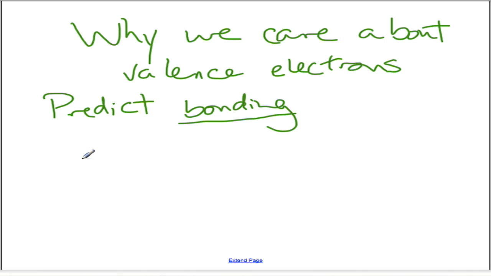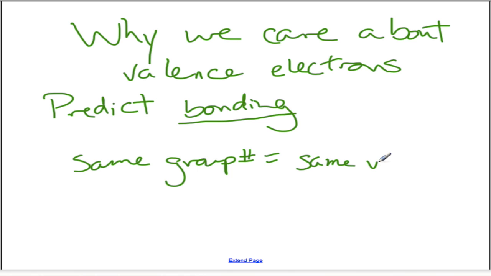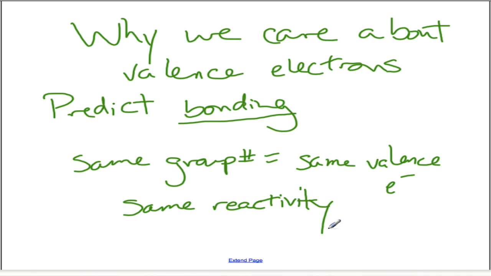Just remember, guys, that if an element has the same group number, it means that they have the same valence number of electrons. That also means that they have the same reactivity, meaning that they're going to react in similar ways when you have chemical reactions and stuff like that.